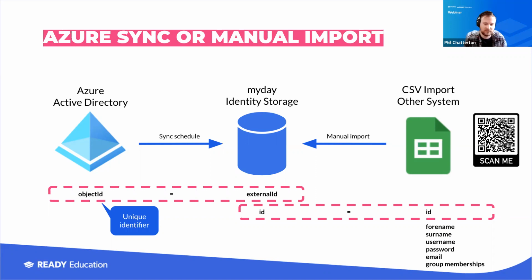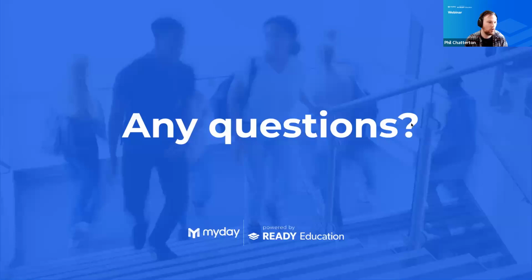And these two methods are using our SCIM API, and that's a standardized method for user provisioning between a number of systems. Any questions on mine or anyone else's presentation today?